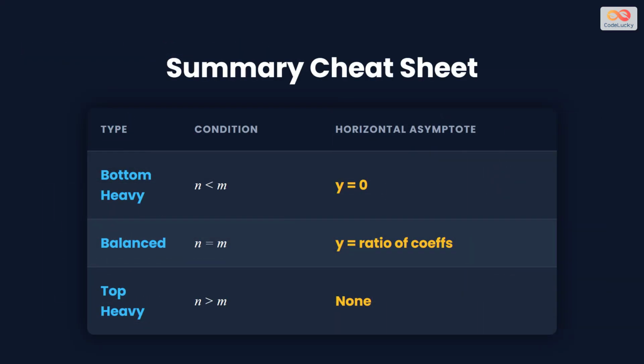Here is a quick cheat sheet to remember the rules. If it is bottom-heavy, y = 0. If it is balanced, divide the coefficients. And if it is top-heavy, there is no horizontal asymptote. Pause here if you need to write this down.